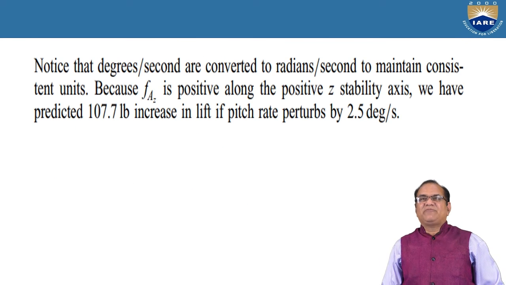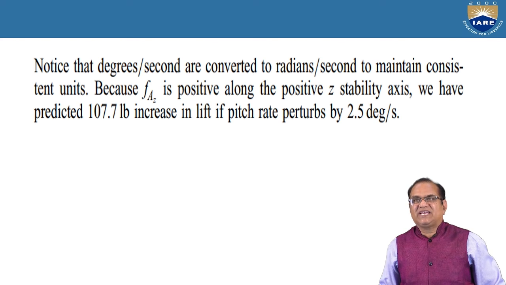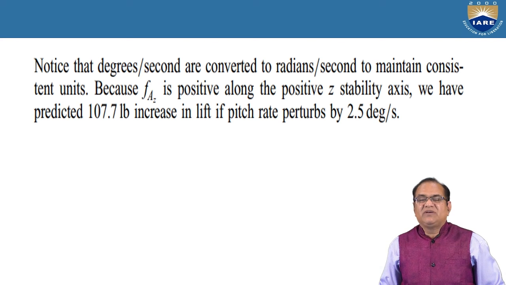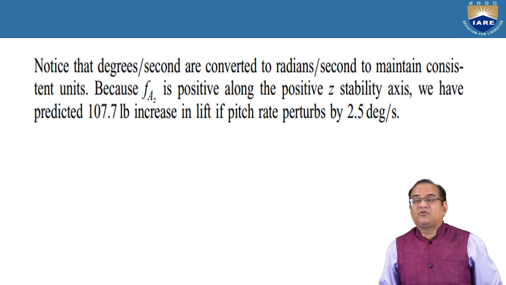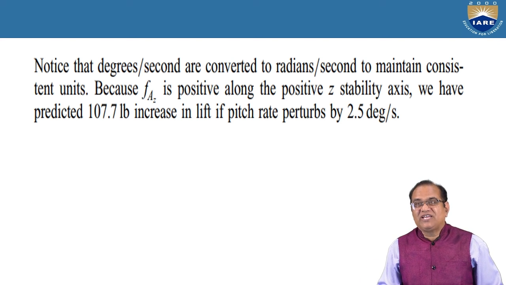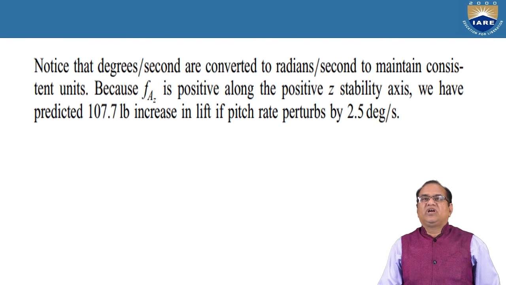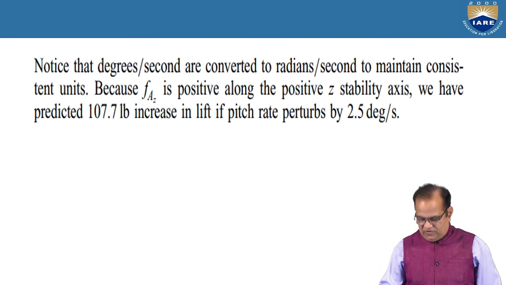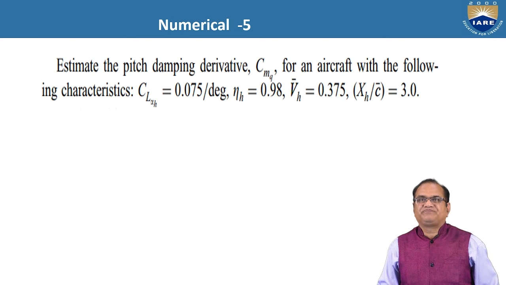Notice that degree per second is converted to radian per second to maintain consistent units, because FAZ is positive along the positive Z stability axis. We have predicted a 107.7 pound increase in lift if pitch rate is perturbed by 2.5 degree per second. So if you perturb by 2.5 degree per second, the lift force of nearly 108 pound will be increased. So that is the meaning of this results and discussion.